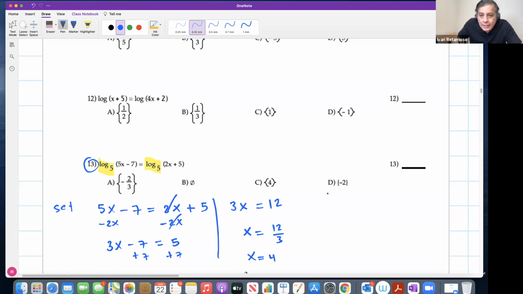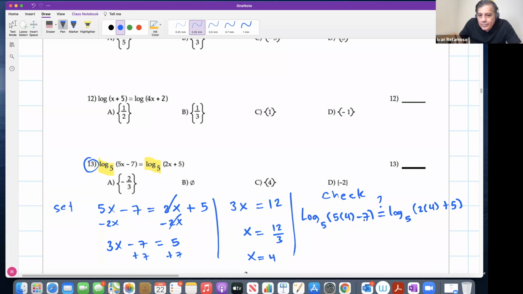Candidate for my solution. But remember, we're dealing with a logarithmic equation. We're going to check in the original equation, which is log base 5 of 5 times 4 minus 7. Is this really equal to this? I'm going to give you this hint. At least we have to check that these arguments are not negative. If you determine that these arguments are not negative, that's good enough. It will check. I will show you.